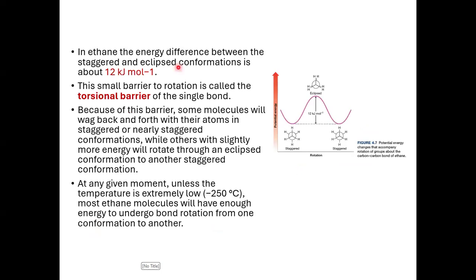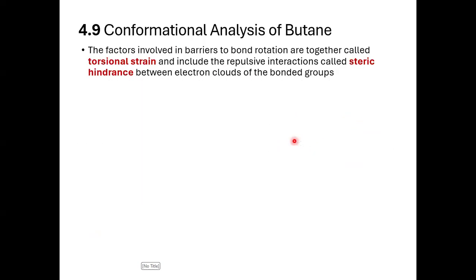And this 12 kilojoules per mole between the staggered and the eclipsed is what we call the torsional barrier whenever we rotate with respect to our sigma bond.